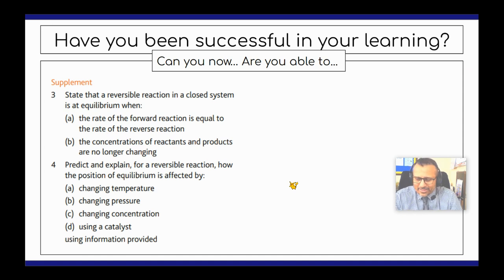We'll finish it there. That's a quick sneak peek of what the next video will be about. The next video will be about the contact process and the formation of sulfuric acid. But hopefully you are now able to understand that a reversible reaction in a closed system is at equilibrium when the rate of forward reaction is equal to the rate of reverse reaction and the concentrations of reactants and products are no longer changing.